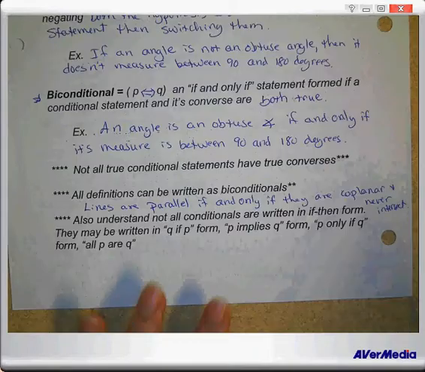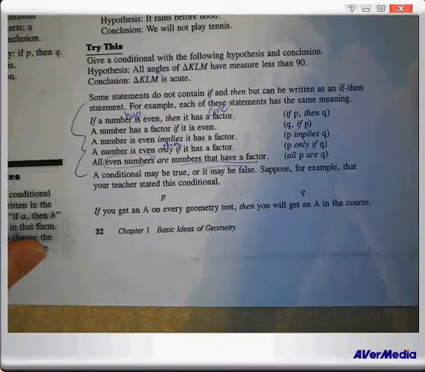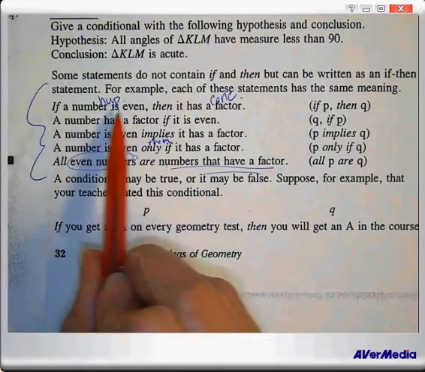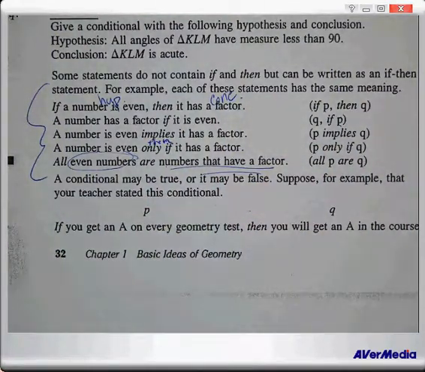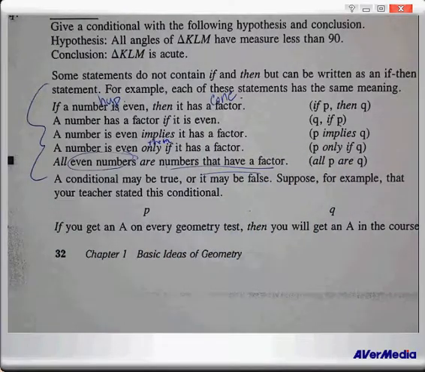So I kind of want to show you some examples of a conditional that are the same, and then we'll end here. If we zoom in here, notice the first sentence right here. If a number is even, then it has a factor. It's really what we can think of as a conditional statement. But notice all of these, and by the way, P will always represent the hypothesis, C the conclusion. Notice they're all the same thing.